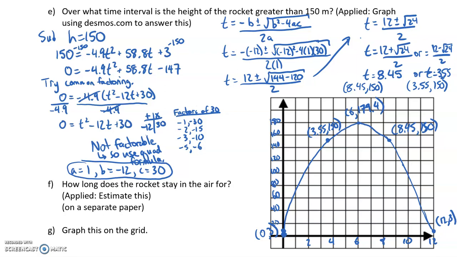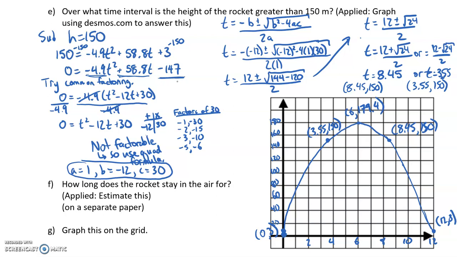The quadratic formula, when I rearrange this and simplify it, gives me a value of t equals 8.45 or 3.55. You would have arrived at the same answer had you used an a value of negative 4.9, a b value of 58.8, and a c value of negative 147. It just would have been a little uglier as you went through it. So if we can common factor, we try to.